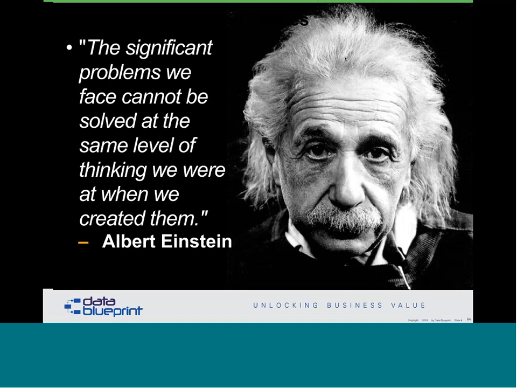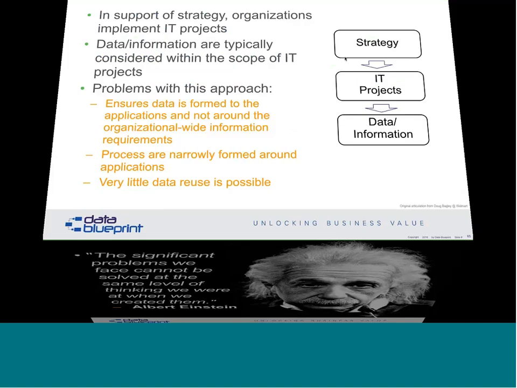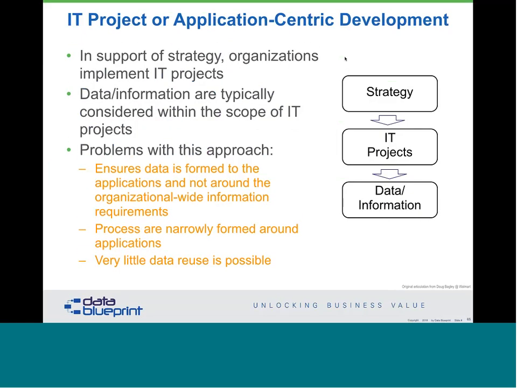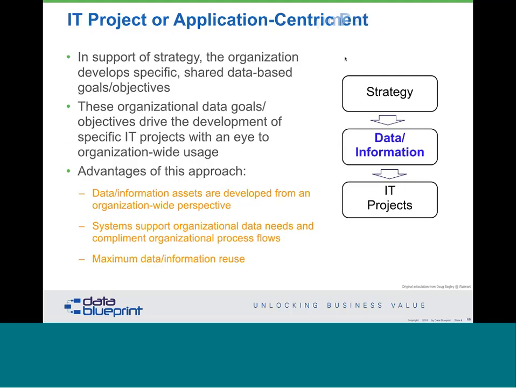Einstein, one of my favorite quotes: significant problems we face cannot be solved at the same level of thinking we created them in. And this sort of tells us a little bit about what's going on. Most organizations start off with strategy and they say, let's have some IT projects and let's create some data around them. This is so wrong, I just can't begin to tell you, and again, won't try because I've written books on it. But we need to flip it. We need to flip it completely over and say you need to do the data and information first and then discover the IT projects after that as a subsequent piece.